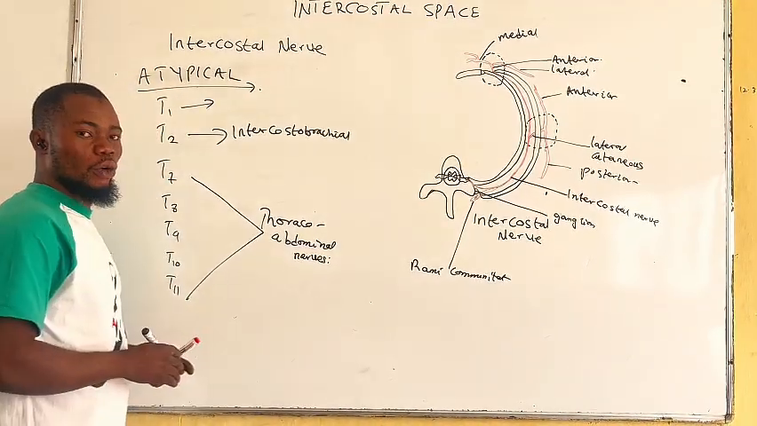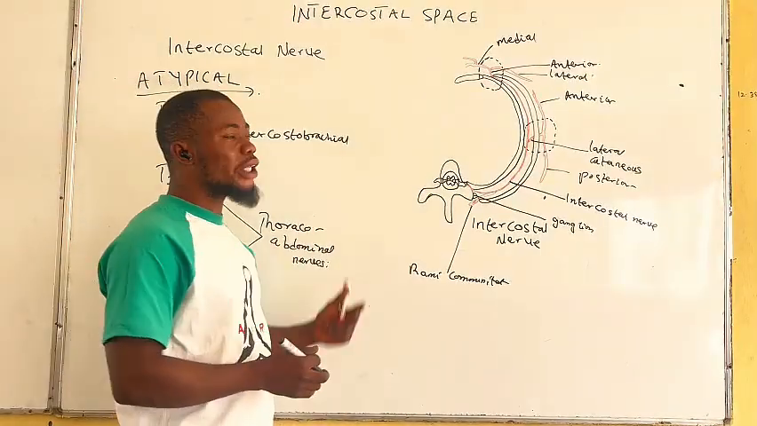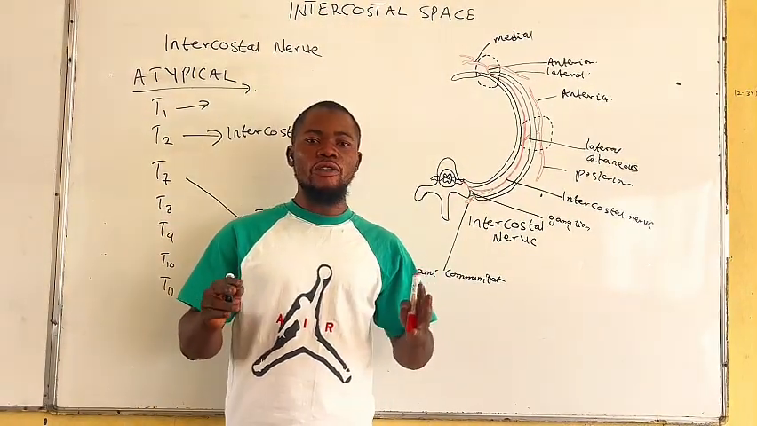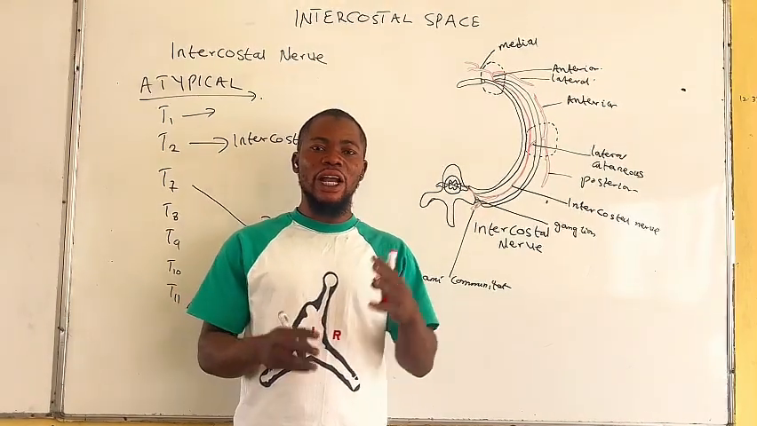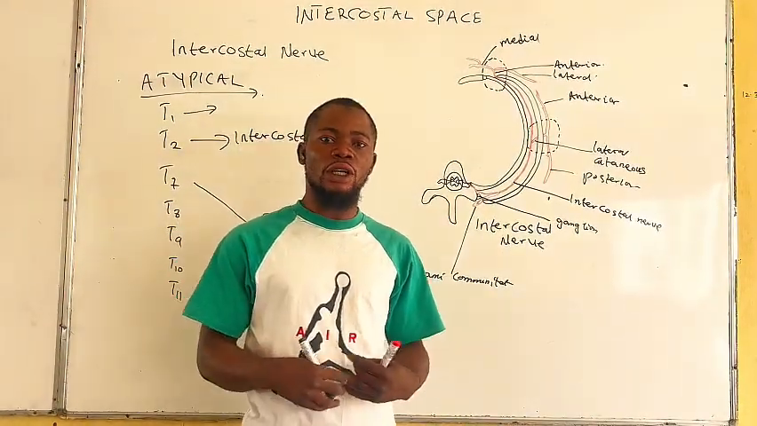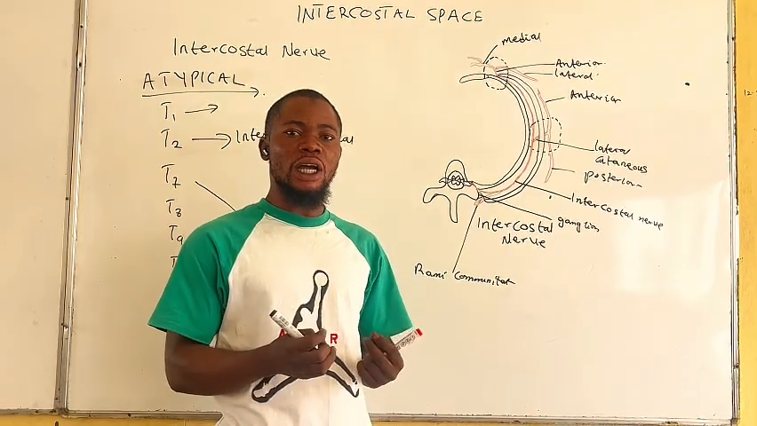Now there is one unique feature of intercostal nerves. Intercostal nerves are segmental in nature. They do not form a nerve plexus, unlike the cervical nerves that form the brachial plexus or the lumbar nerves that form the lumbar plexus. They are segmental in nature.